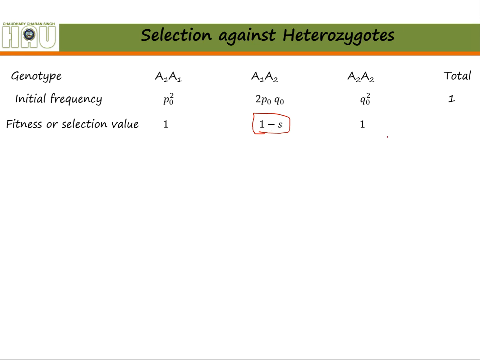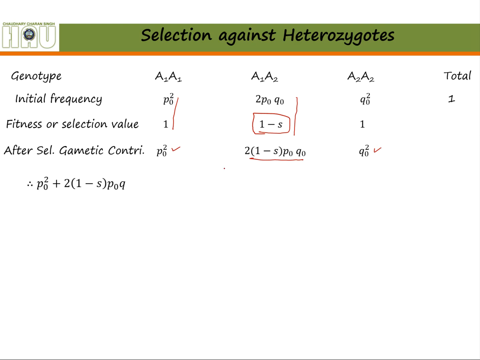Then after selection the gametic contribution is, just multiply these two, we will get P0 square. When we multiply 2P0Q0 with 1 minus S, we will get 2(1 minus S)P0Q0, and for A2 it is Q0 square. Their total contribution can be found out by just adding this plus this and this. So it is P0 square plus twice (1 minus S)P0Q0 for heterozygotes and Q0 square for homozygote recessive.